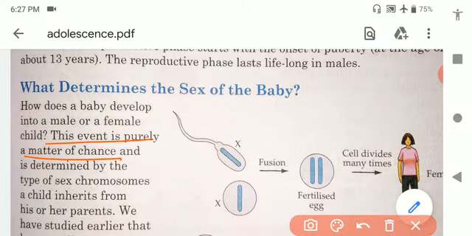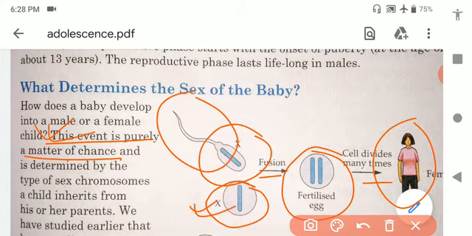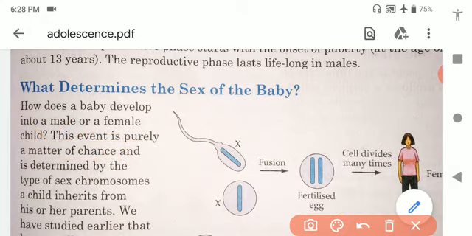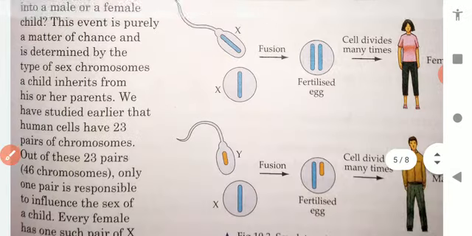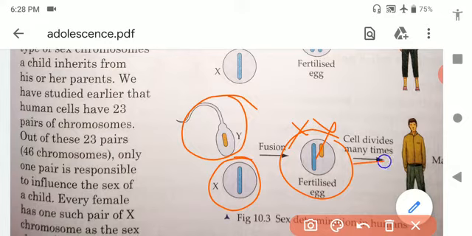Which kind of sperm? See, here a sperm contains X chromosome and here the ovum contains X chromosome. When both X chromosomes fuse together after fertilization, it gives birth to a female child. Understood? So it's a matter of chance which kind of sperm will fuse with the egg. Either the X-containing sperm will fuse with the egg or the Y-containing sperm. See here, a Y-containing sperm fuses with the egg. In that condition, it becomes XY and it gives birth to a male child. So it is a matter of chance.